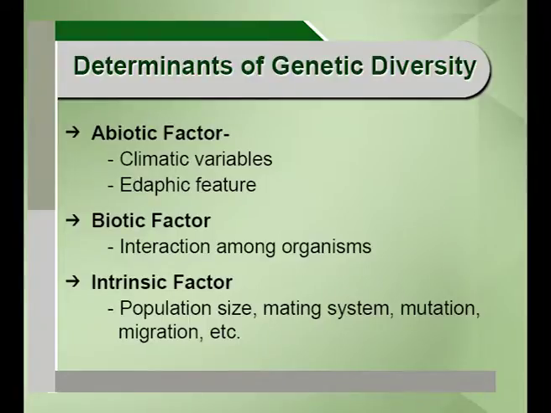There are several determinants of genetic diversity. The determinants can be divided into 3 factors which are interrelated. These are abiotic factors: climatic variables and edaphic factors. Edaphic features mean soil-related factors; climatic variables are temperature, rainfall, etc. Then biotic factors, which is the interaction among organisms. As I've told you, species interact through predation, competition and other interactions which lead to genetic diversity. And then intrinsic factors, that is population size, mating system, mutation which is most important, and migration, etc., which are all determinants of genetic diversity.